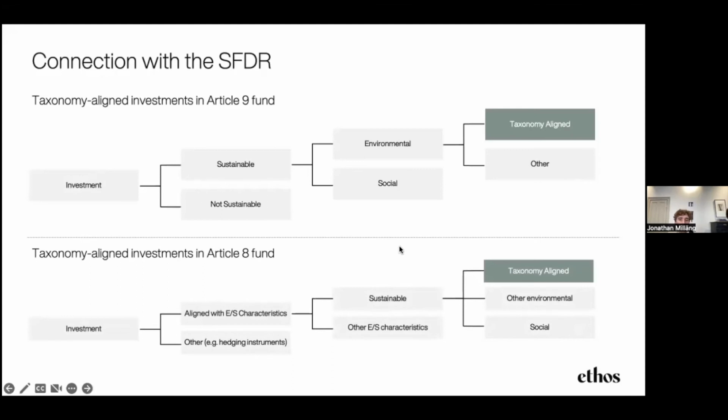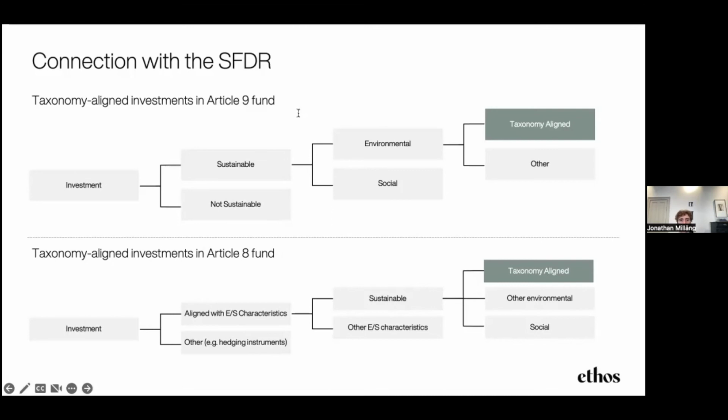And the second way how the EU taxonomy connects with other regulations is the SFDR requirement, as Jonathan mentioned in the beginning. Here, in order to call it a sustainable investment in an Article 8 and 9 fund, one option is to align your investments with it, or you only invest in activities that are taxonomy aligned.